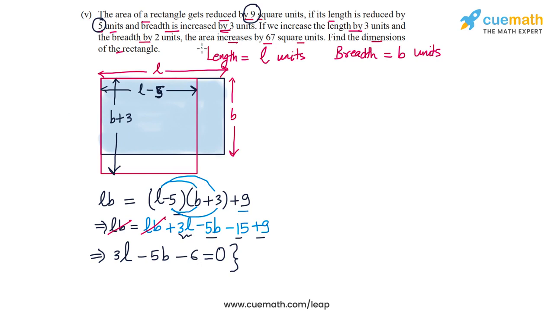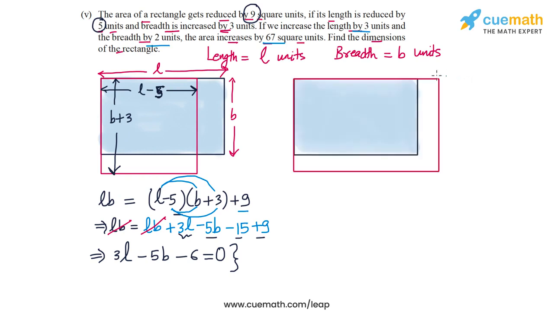Now let's use the second piece of information given to us. If we increase the length by 3 units and breadth by 2 units, the area increases by 67 square units. So again, let's draw a visual model corresponding to this information. So here's one that I've drawn for you. The original length was L, and the original breadth was B.